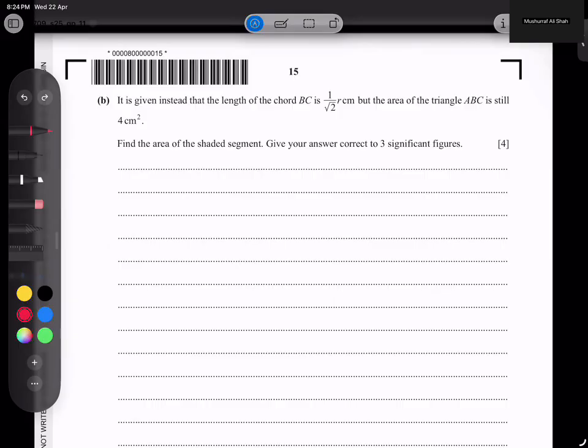So I can say BC distance directly is 1 over root 2 r, and the area of the triangle is still 4. Find the area of the shaded segment in 3 SF now. So, the area of the triangle formula, what is the triangle formula, students? Half r squared sine alpha.